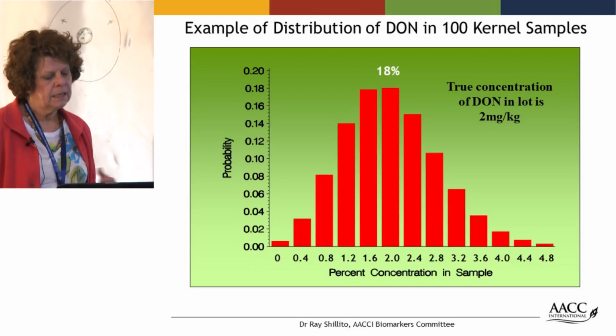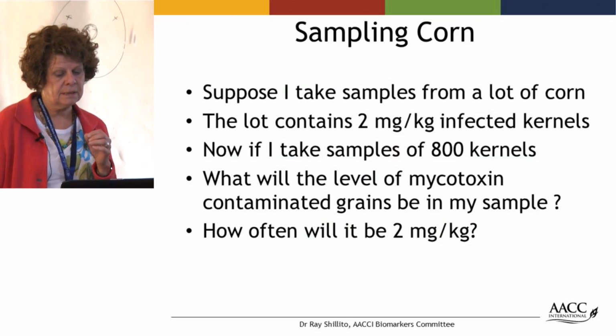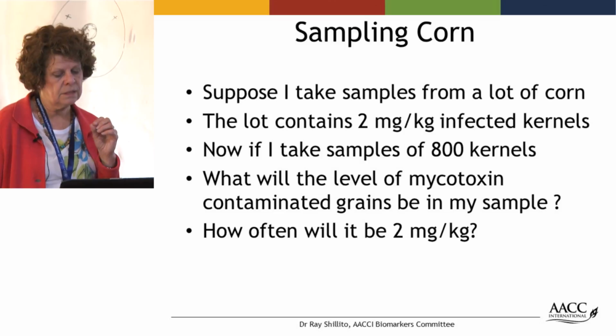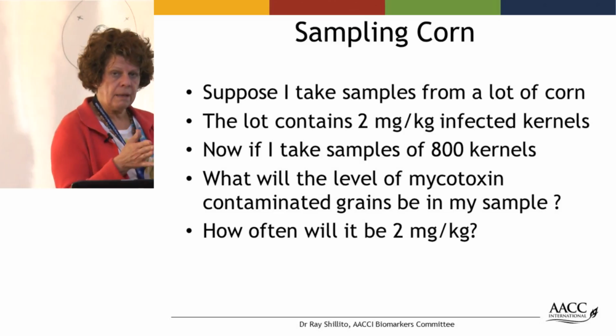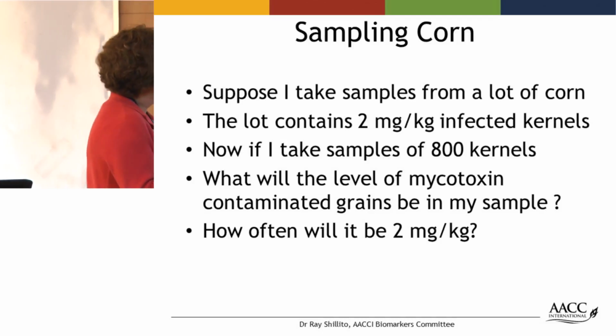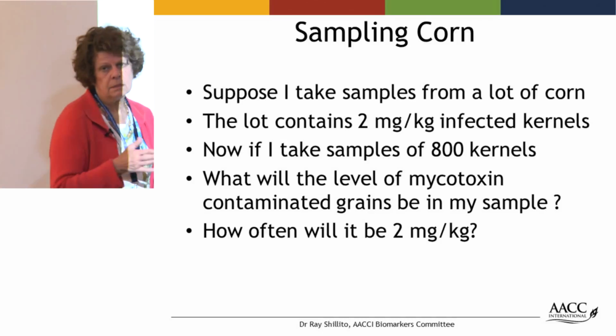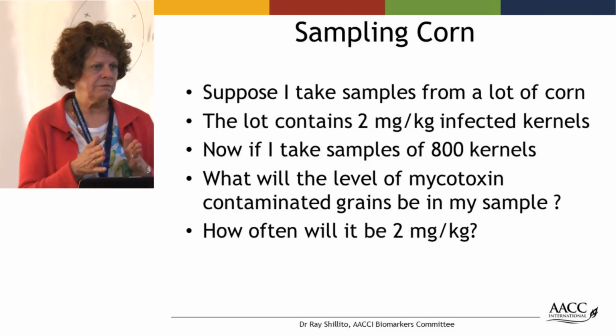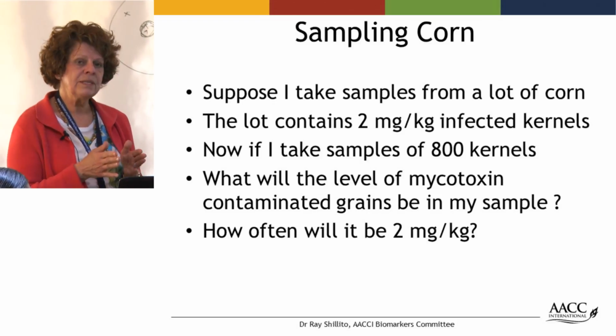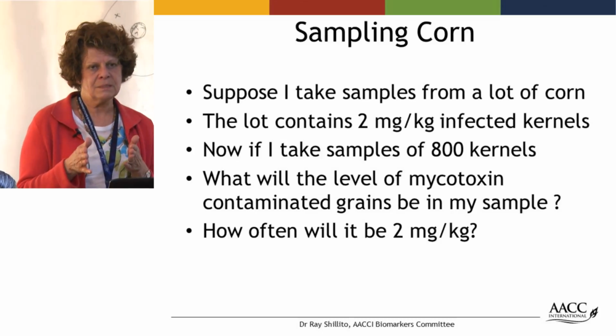This is the same. Now if we take a larger sample, this time we're going to take 800 particles or kernels, this will actually tighten up that curve, and you will get 48% of the lot where the analyses will actually reflect the true value. So this is where your sampling plan comes into play.